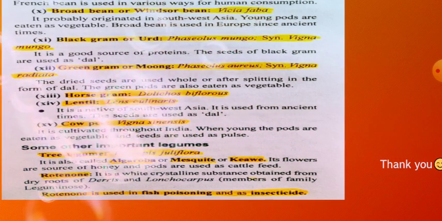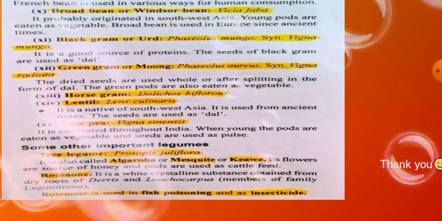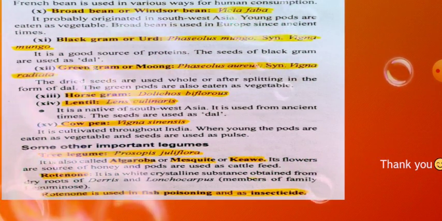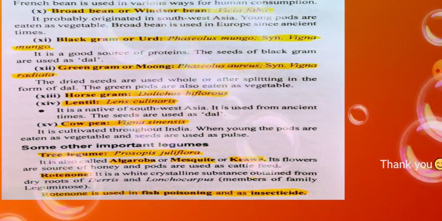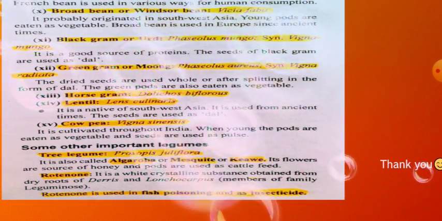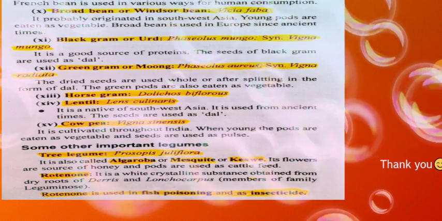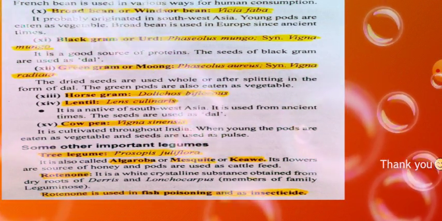Some other important legumes are the tree legumes. Its scientific name is Prosopis juliflora, and it is otherwise called algaroba or mesquite or kiawe. Mesquite's flowers are a source of honey, and the pods are used as cattle feed.